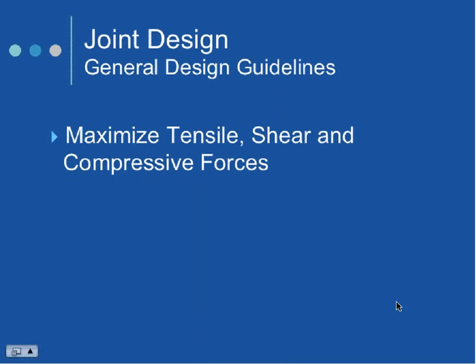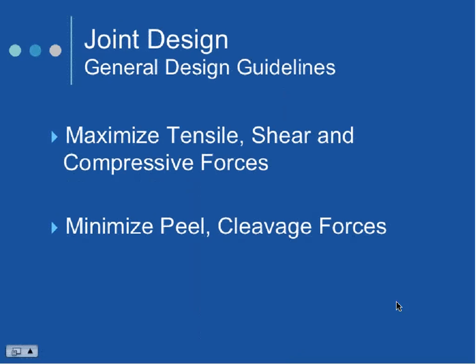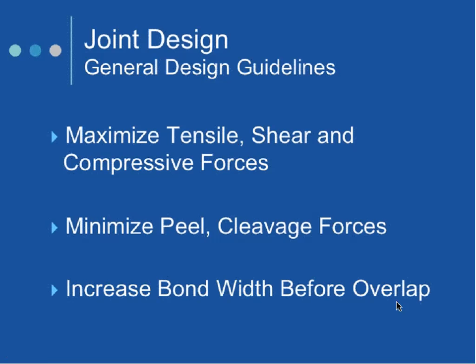So, just to review those design guidelines, we want to maximize tensile and compressive. And I put shear up there, even though that can be challenging, but it's better than peel and cleavage, right? And that's what we want to minimize, peel and cleavage, or at least be aware of the consequences of peel and cleavage. And the one that I think everybody learned about is to increase the bond width, or the length of the bond line, over the overlap. The overlap really just doesn't give you much bang for the buck, okay?